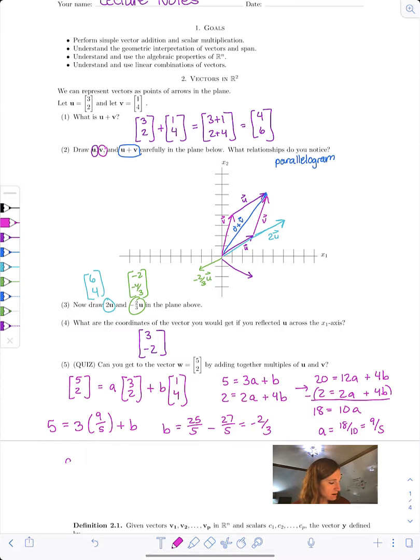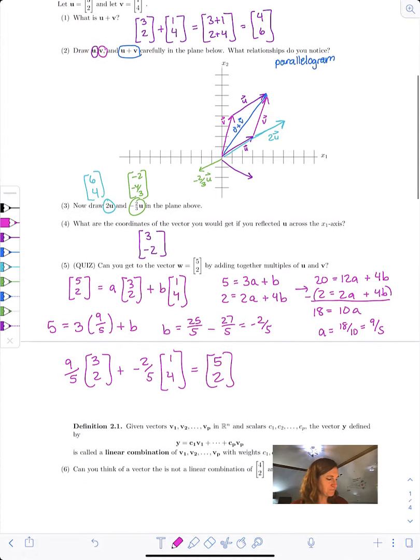And you can check now that, in fact, if you do 9/5 times 3 on top and 2 on the bottom, and then subtract out, oops, I wrote a 3 there, but that should be a 5, 2/5 times 1 and 4, you will, in fact, get 5/2.